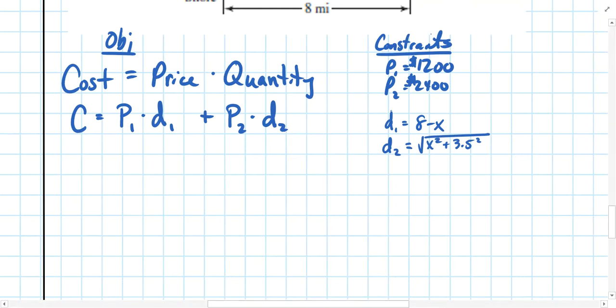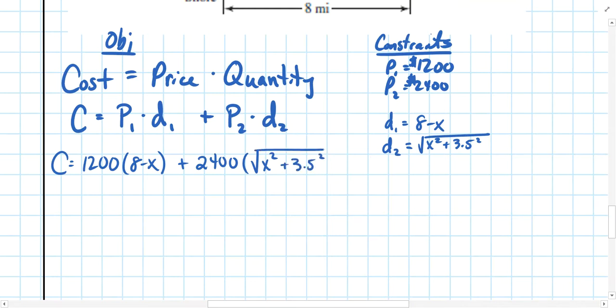And so I would argue with these constraints known, we can now rewrite our cost function as the combination of a single variable instead of two different p-values and two different d-values. So the cost appears to me to be 1,200 times (8 minus x) plus 2,400 times the square root of x squared plus 3.5 squared. And from here, I would think that it's off to the races for you.